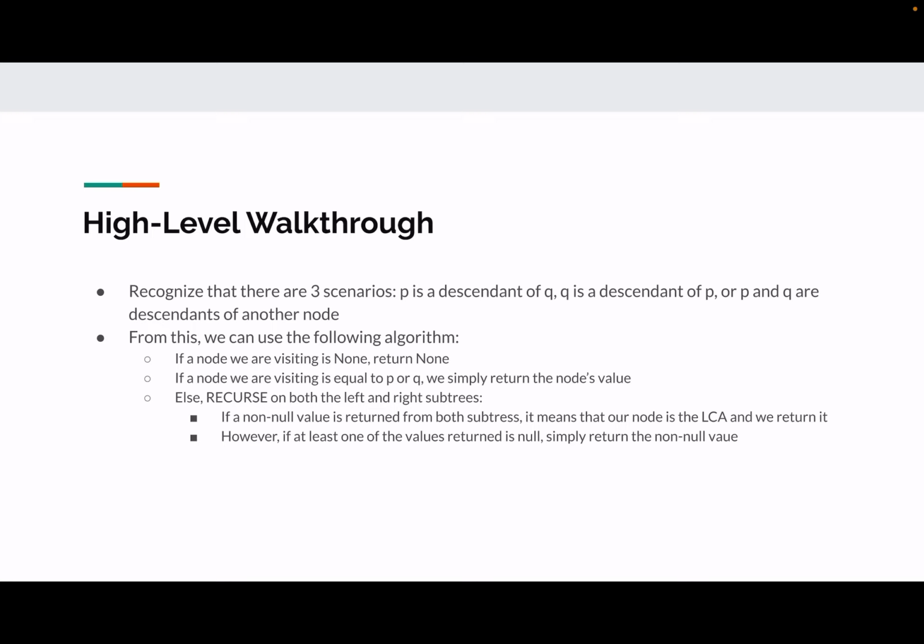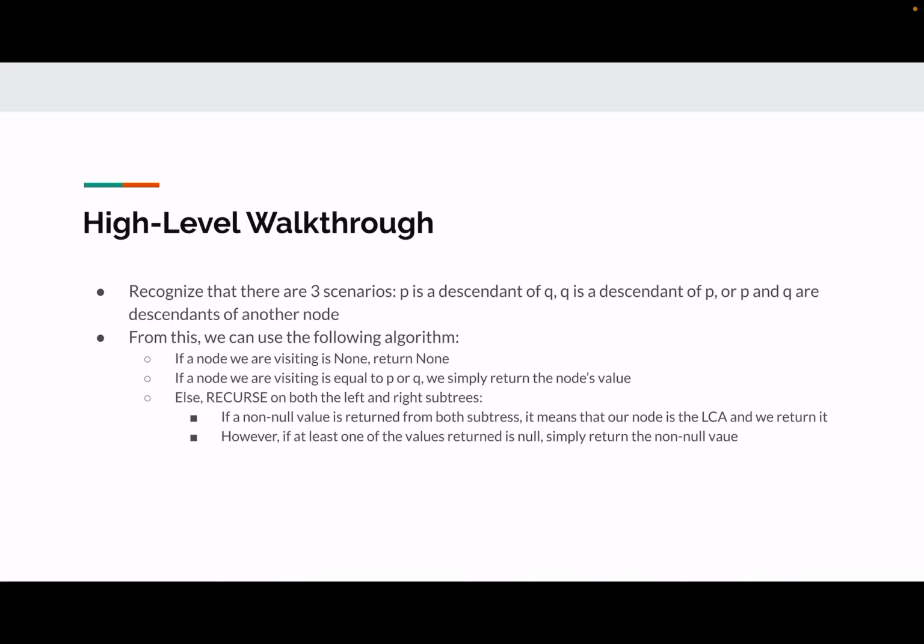However, if at least one of the values returned is null, we simply return the non-null value. What this means is that both P and Q were in one of the subtrees, and both P and Q were not in the other subtree.